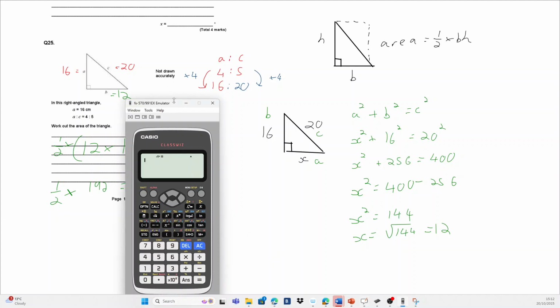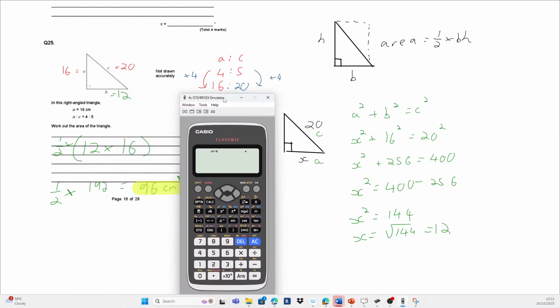Right, we've got the base, which is 12. 12 times 16, yeah, divide that by 2. Yeah, 96. Perfect. That's going to be correct. Okay, so that's this one.